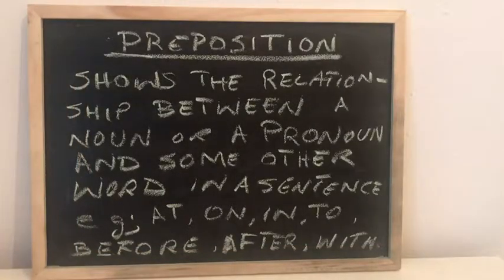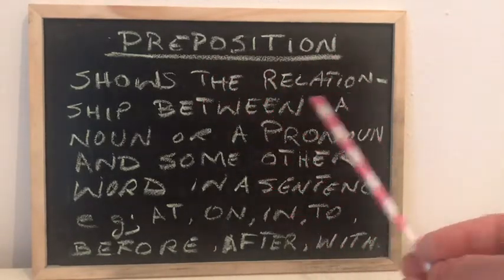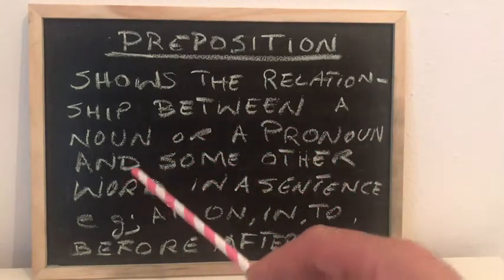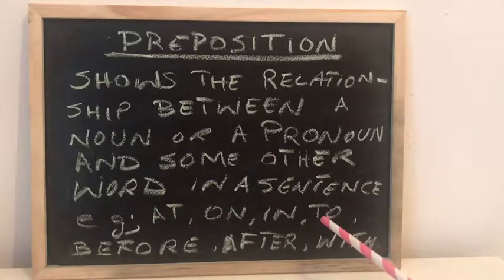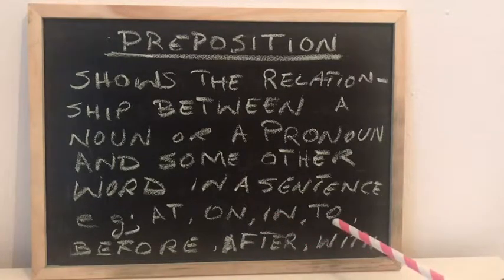The next part of speech is called preposition. Preposition shows the relationship between a noun or a pronoun and some other word in a sentence. Preposition can never be followed by a verb. It must always be followed by a noun or a pronoun. The basic examples are at, on, in, to, before, after, with.